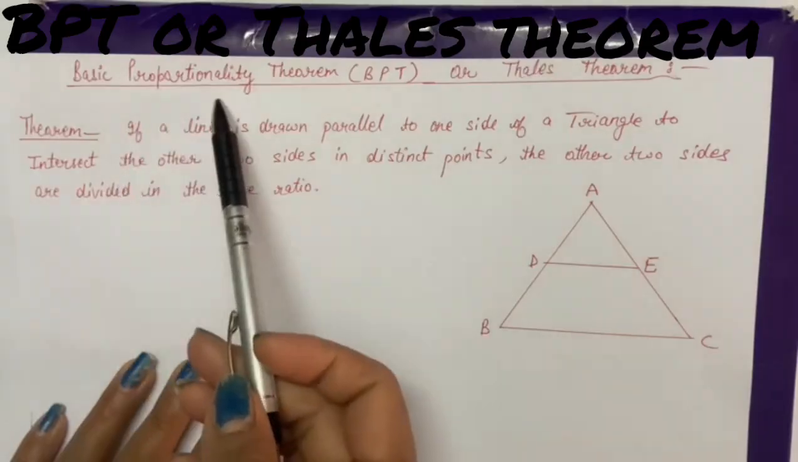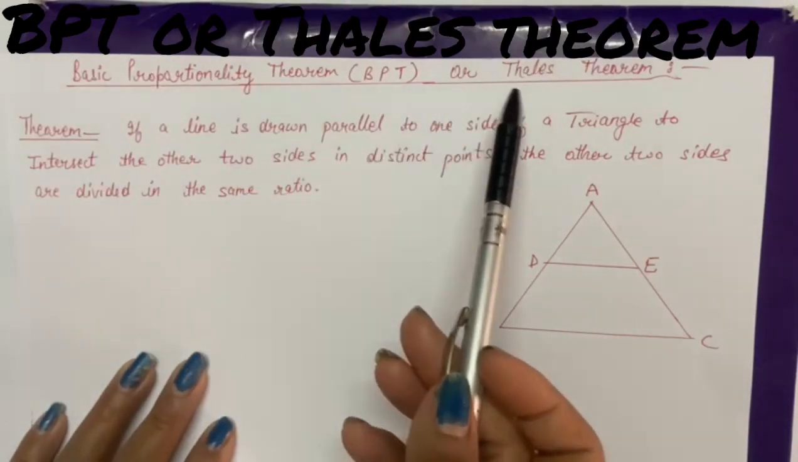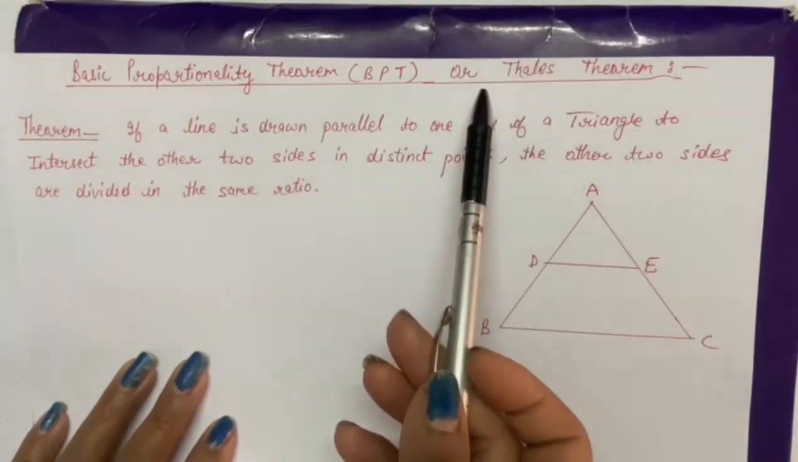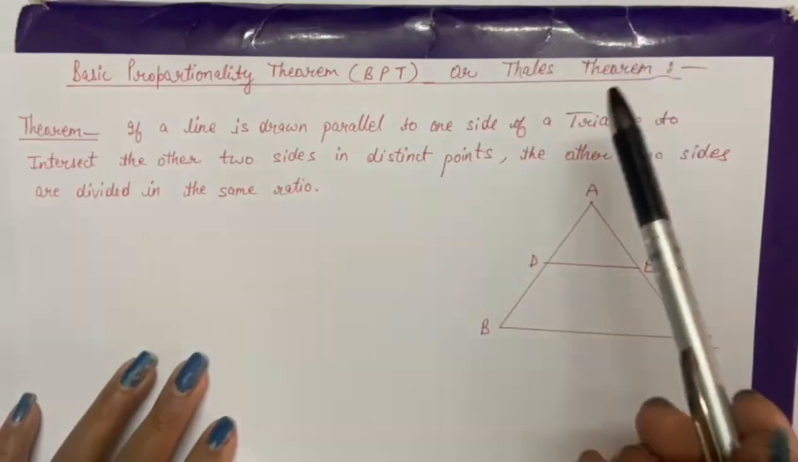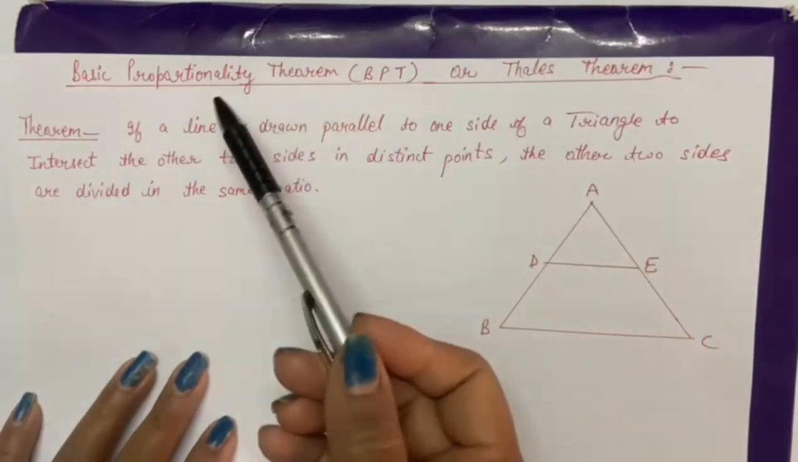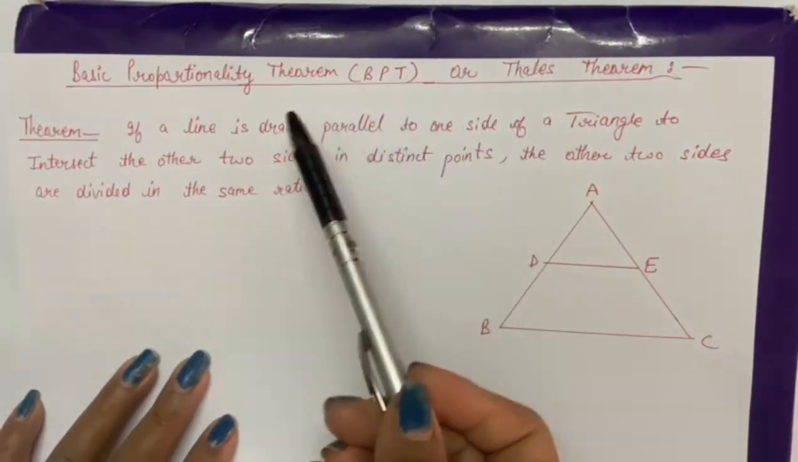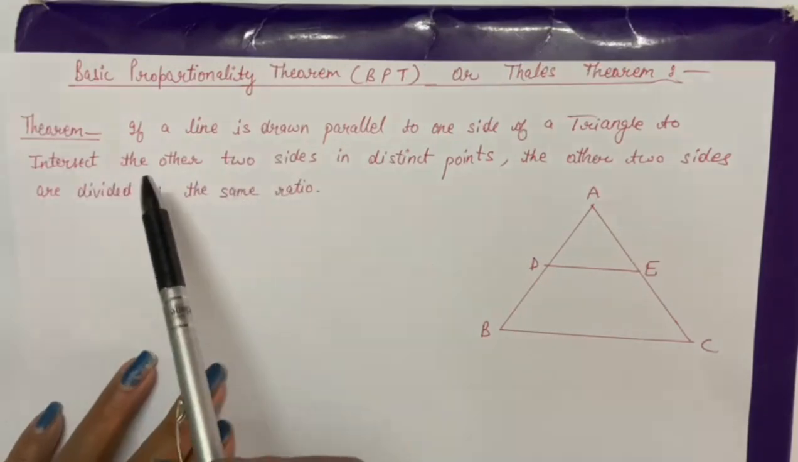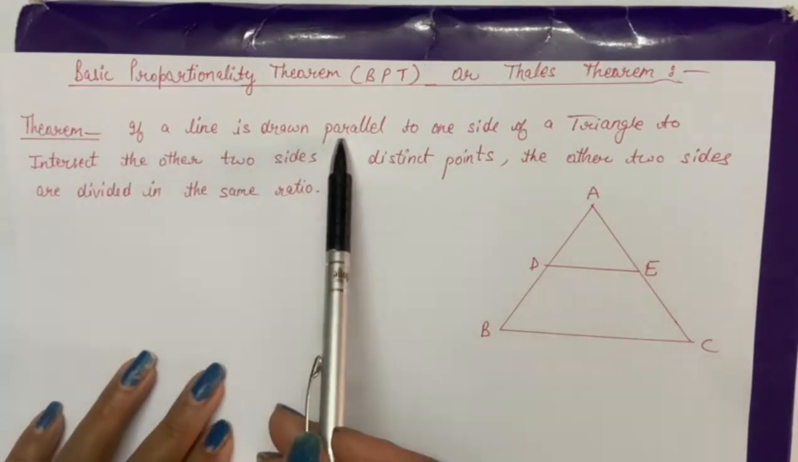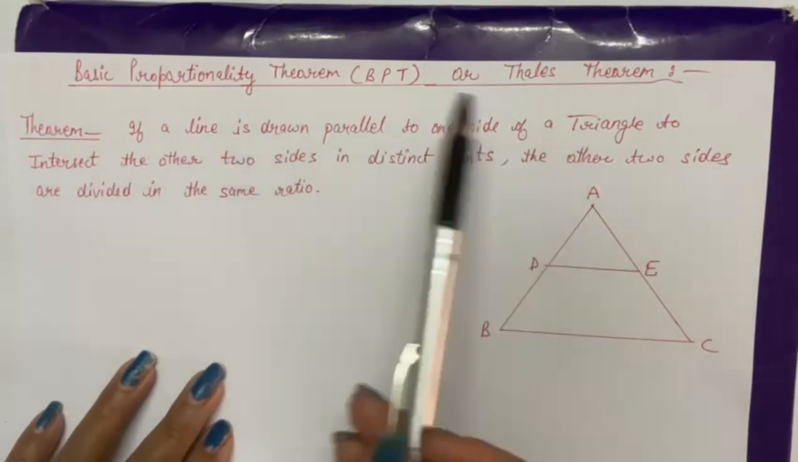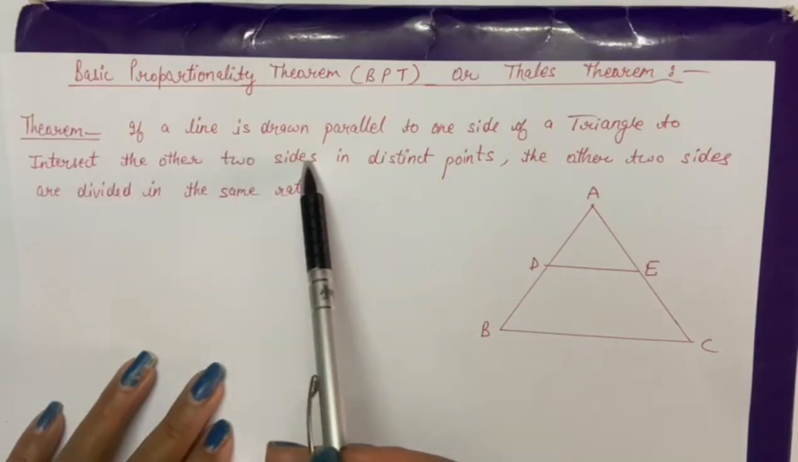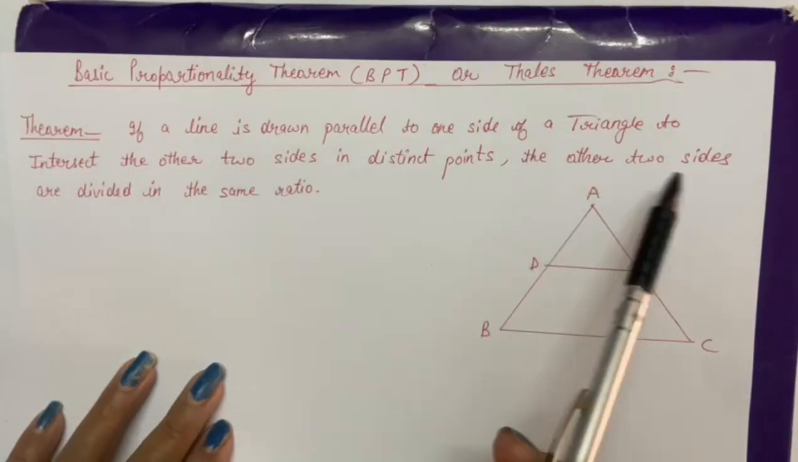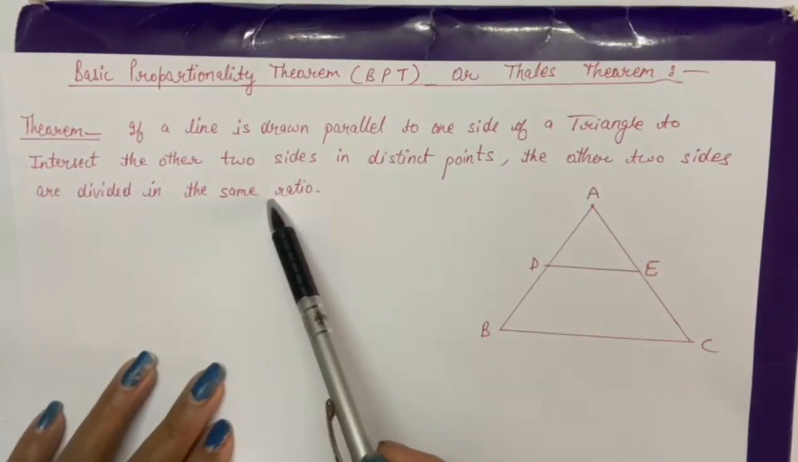This is the basic proportionality theorem, BPT, or Thales theorem. So students, in your board exam either they can ask you by Thales theorem or simply by BPT. So both are same. So here the statement is, if a line is drawn parallel to one side of a triangle to intersect the other two sides in distinct points, the other two sides are divided in the same ratio.